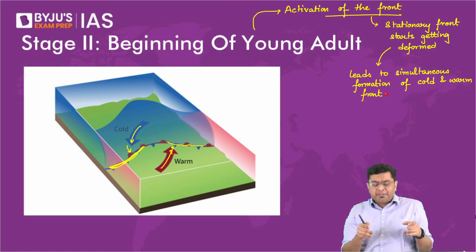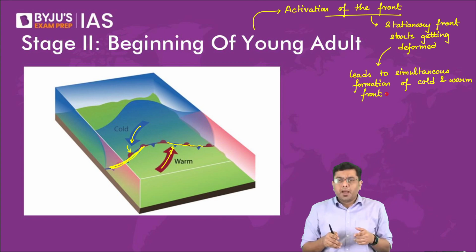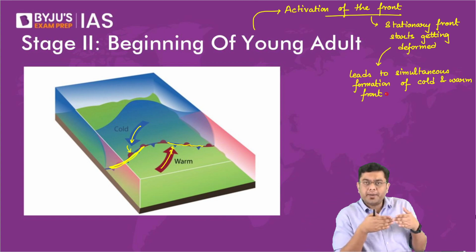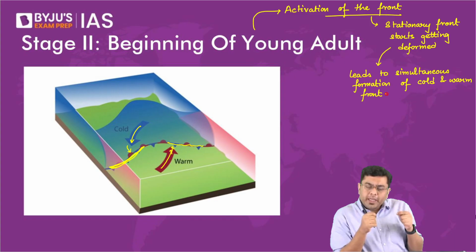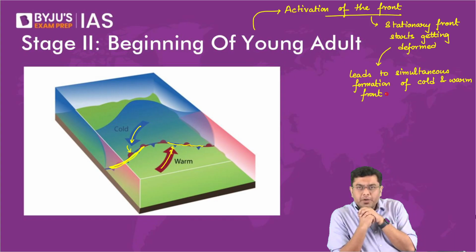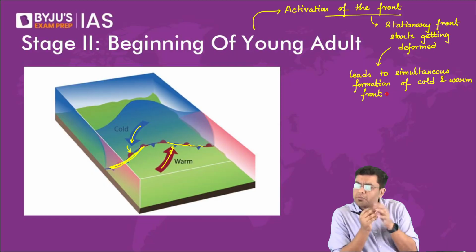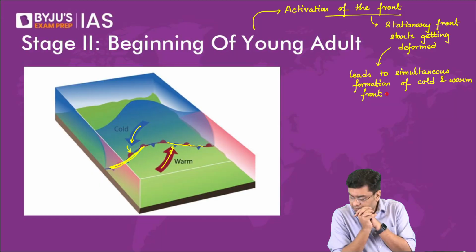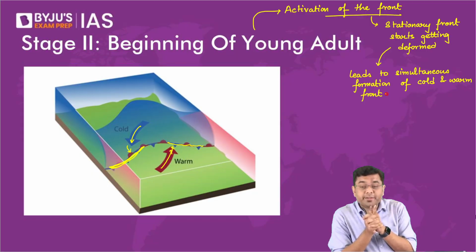Now, when you have in the same area a cold front and a warm front, in both these cases, do we observe a rise of air or a sinking of air? Cold front, warm front. What do you think? Always you will observe a rise of air. In both these cases, always you will observe a rise of air.